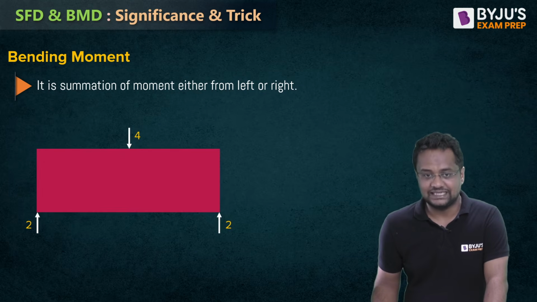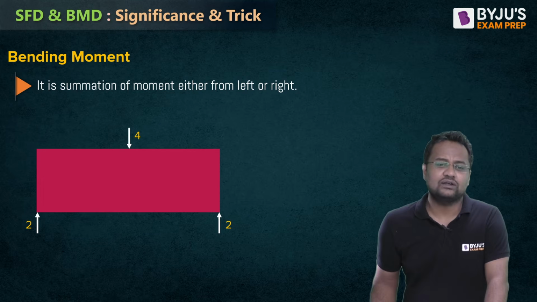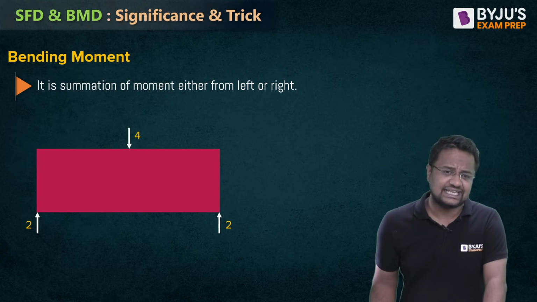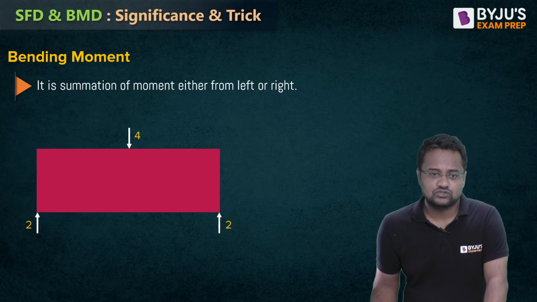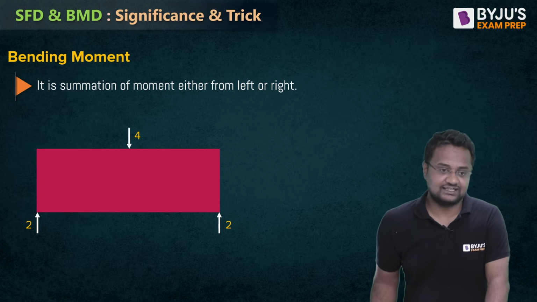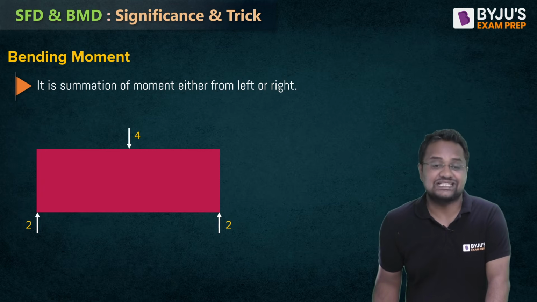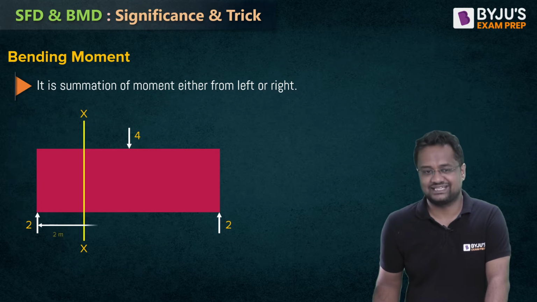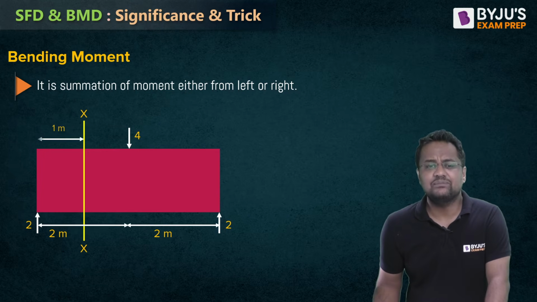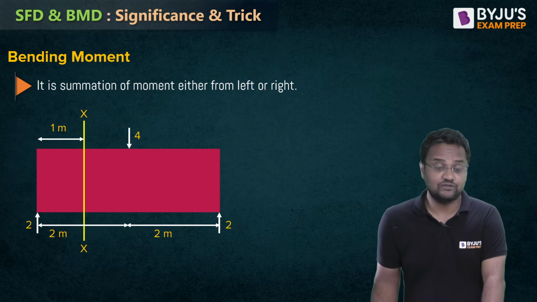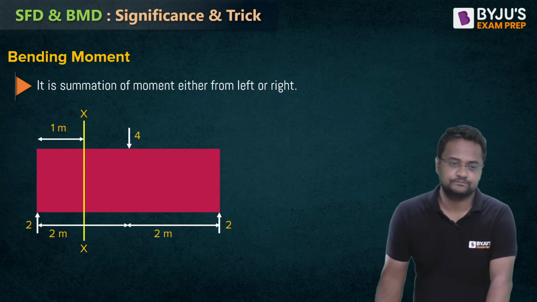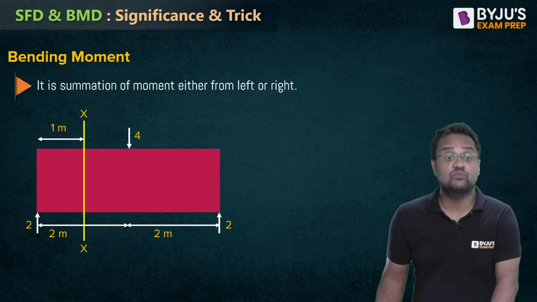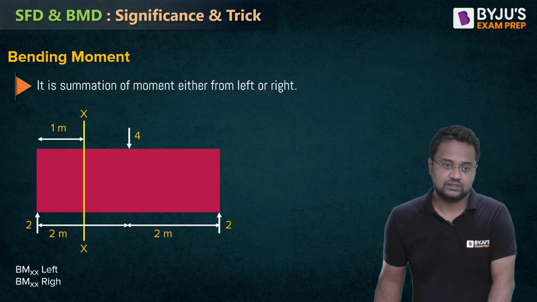Suppose this is a beam, and a 4 load downward is exactly acting at the center. Of course, when it is exactly at the center, the supports for a simply supported beam will be 2 and 2 from the symmetrical concept. Now, if we take an XX section, just 1 meter from the left end, and the total length of the beam is 4 meter, the bending moment is the summation of moments either from left or right.